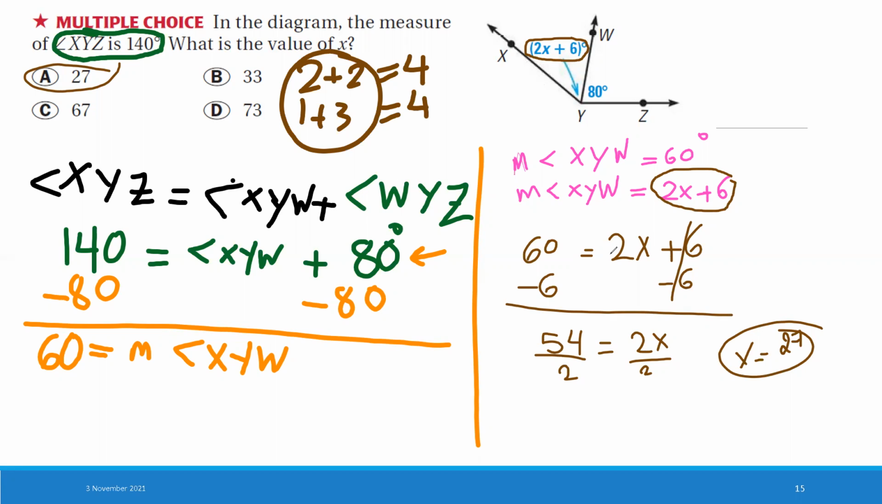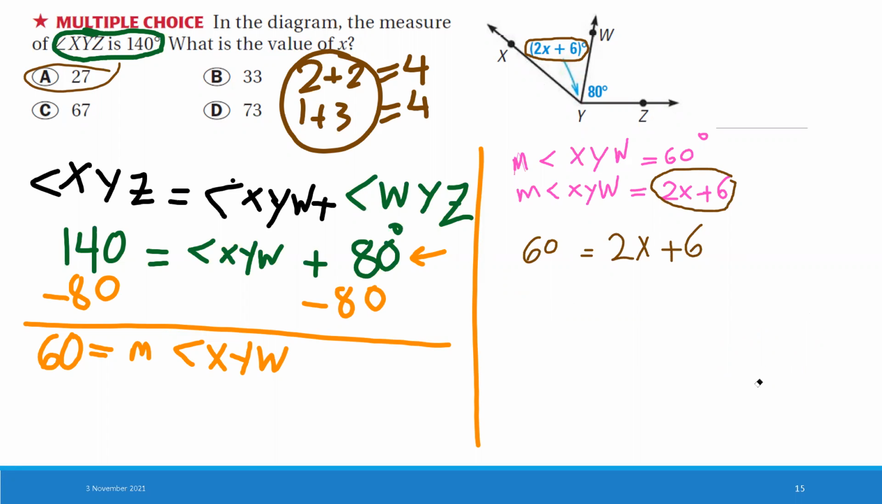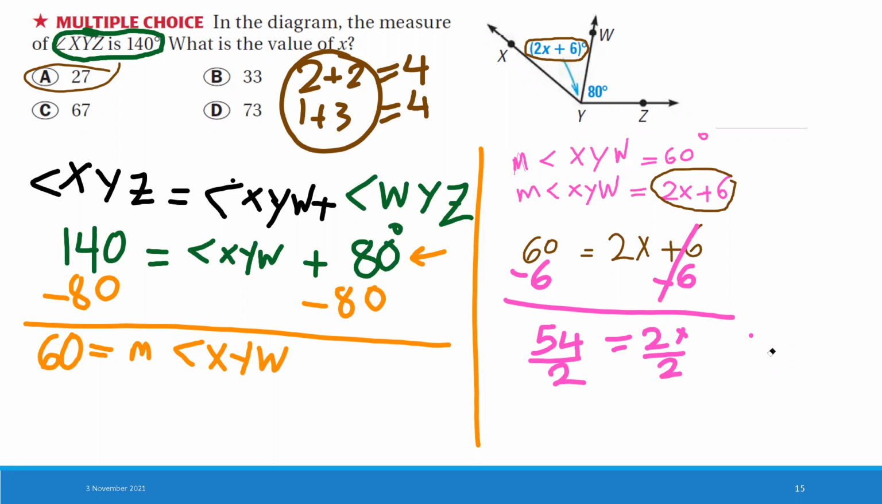Yes. So now 2x plus 6 equals 60. Minus 6, minus 6. So 54 equals 2x. Then x is multiplied by 2, so divide by 2, divide by 2. So the value of x is 27. Yes?